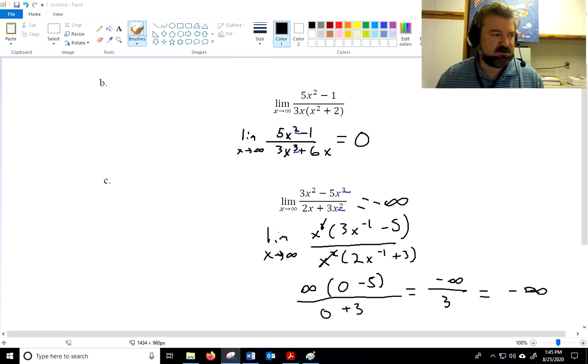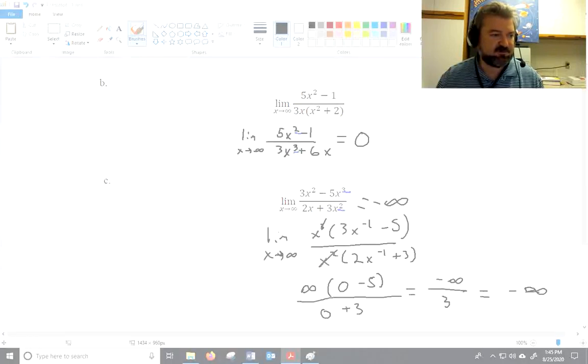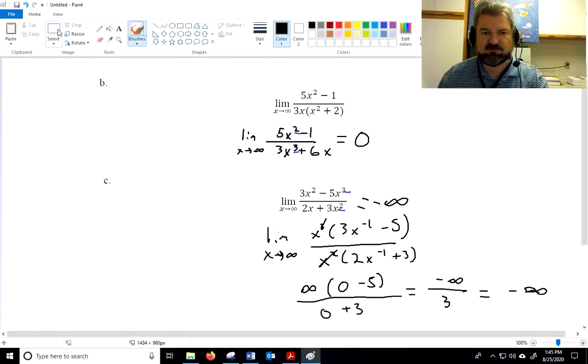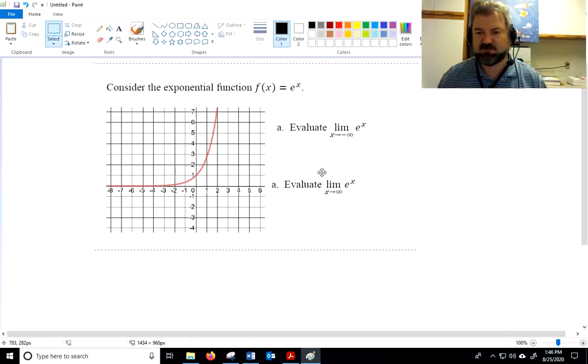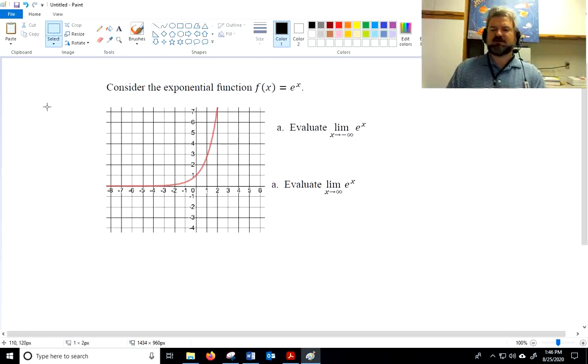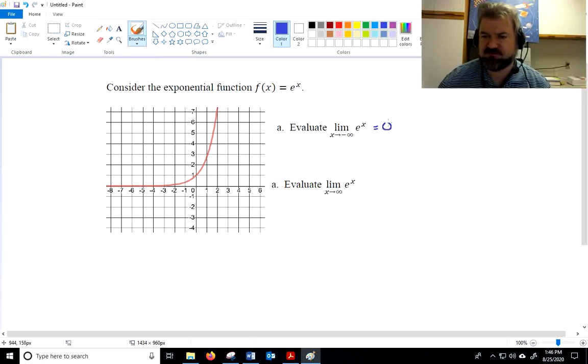All right, let's take a look at the exponential function now. So these are not like example problems as much as they are almost definitions, but we need to get a few more things down before we go any further with this. So I've got an exponential function e to the x. Hopefully this graph is familiar to you. The limit as x approaches negative infinity, if we look at this graph, I think you would agree is definitely going to 0.